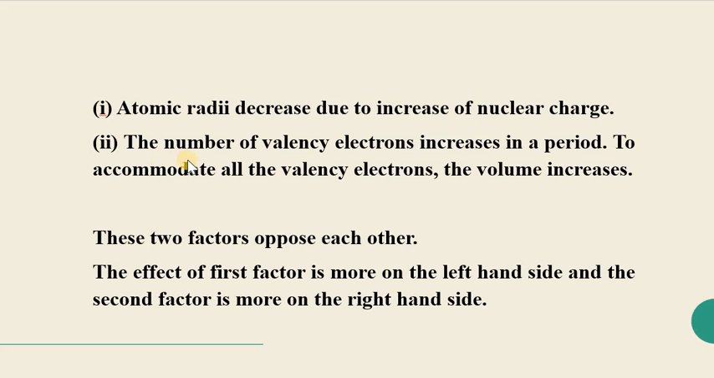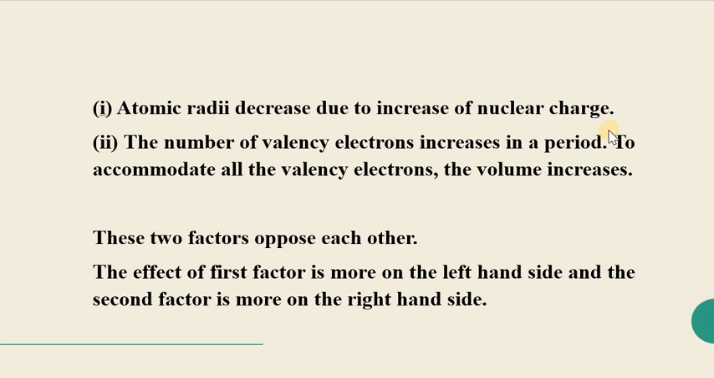Another factor is that the number of valence electrons increases in a period. That means in a period, as we know, the number of shells is always the same. Like if we are talking about the second period, the number of shells is two from left to right. But the number of valence electrons increases from 1 to 8. So as more and more electrons enter a particular shell, obviously they require more and more space, due to which the volume increases.